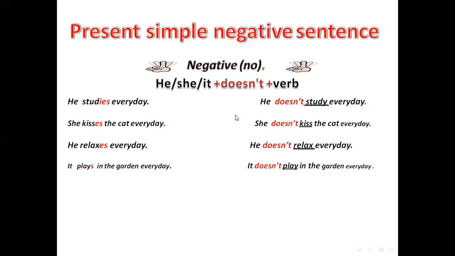She kisses the cat every day. She doesn't kiss the cat. What happens to the ES? We cut it. Why? Because we use doesn't. He relaxes every day. Negative: he doesn't relax every day. What happened to the ES here? We cut it. Why did we cut it? Because we used doesn't to make the negative. It plays in the garden every day. It doesn't play in the garden every day. Look, cut IES. Look, cut ES. Don't forget that, please. Remember to cut ES and don't forget to cut the final S if there is any.